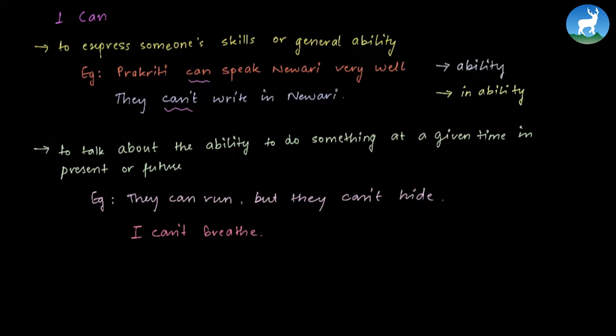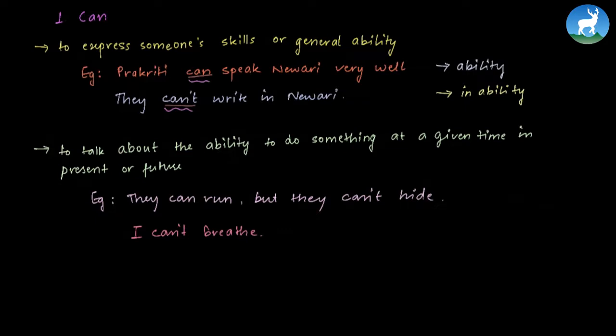We're using the positive modal verb can to show her ability, and we're again using a negative modal verb can't, which is used to express an inability of a group of people. So here's the second example stating that they can't write in Newari. So those people couldn't write in Newari? No. So they can't write in Newari.